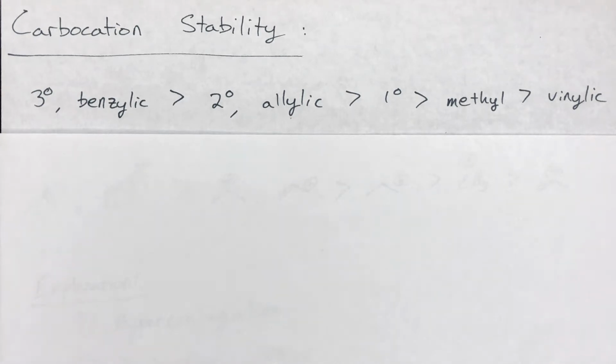In this video, we'll take a look at carbocation stability. Now, this is a very important topic, especially for predicting the products and intermediates of an electrophilic addition reaction, and we'll revisit that mechanism as we go along. So the order that you need to have memorized is listed here.